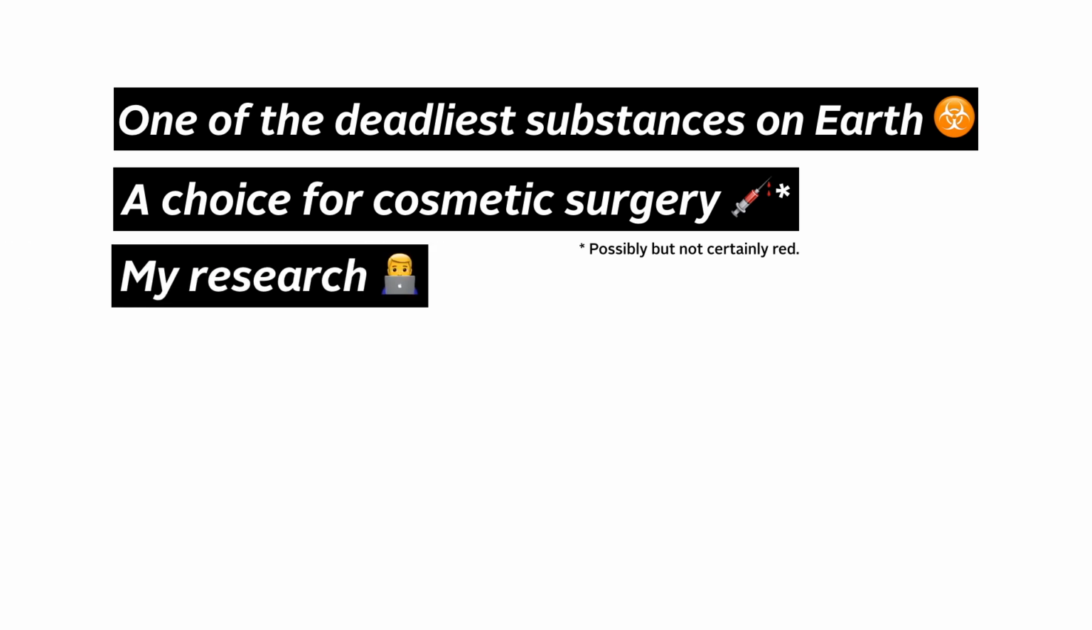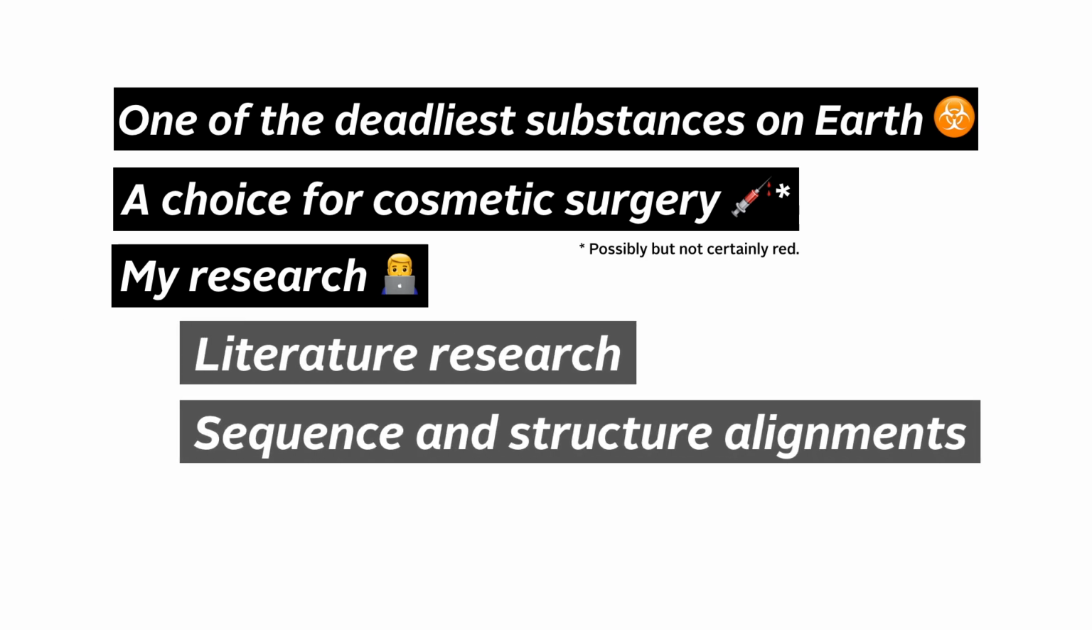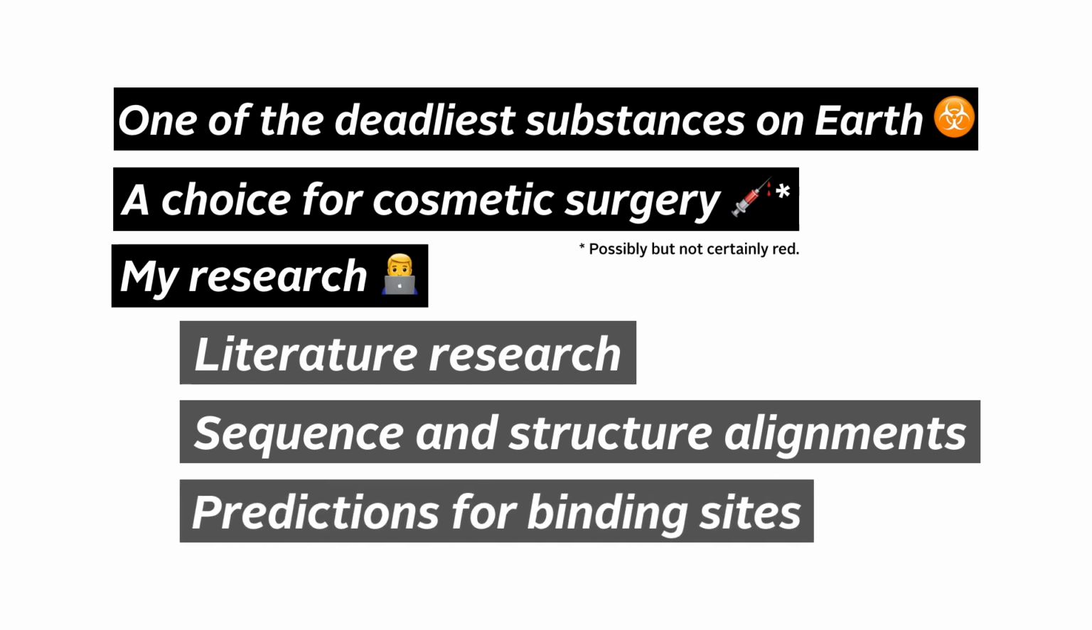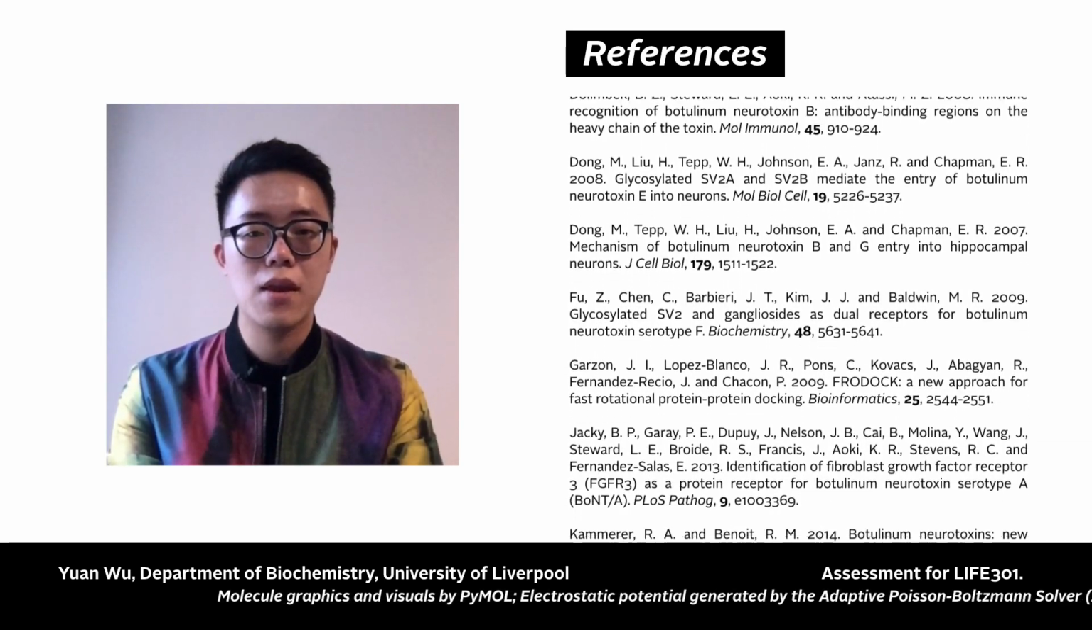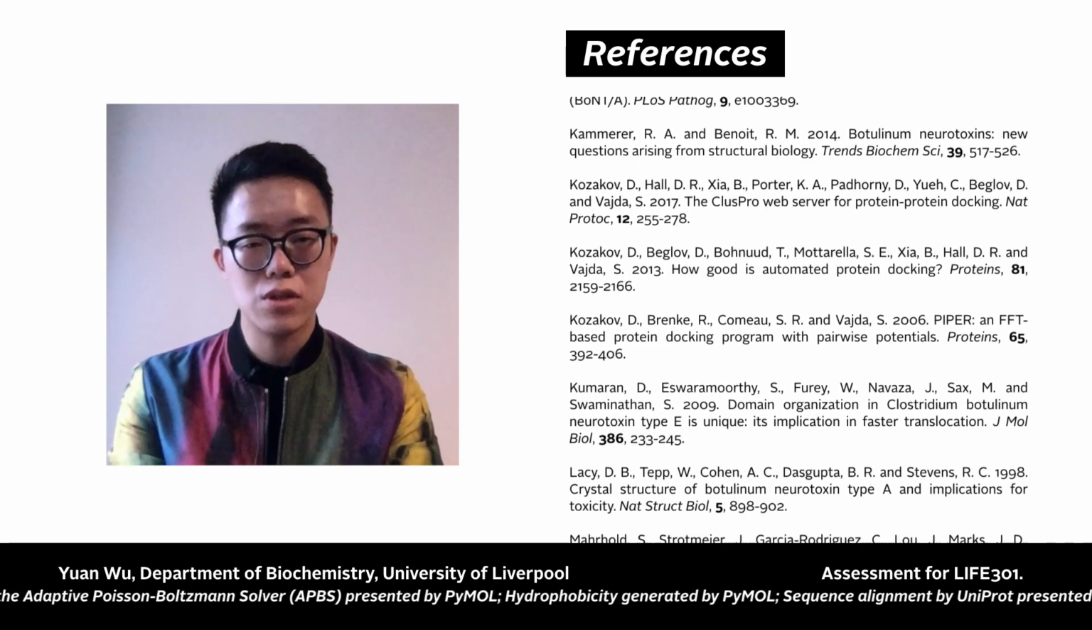In summary, my research used literature research to identify critical residues that are then mapped into the alignment of sequences and structures and compared with predictions for binding sites. This video can hardly include all the things that I have done, but explains the main process of my research.